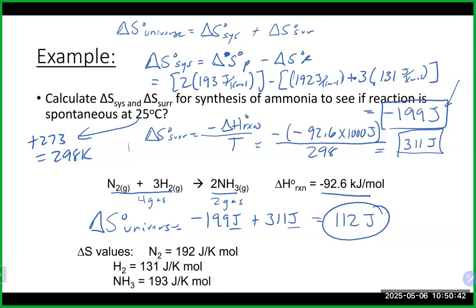That means that the delta S of the universe is positive, and this reaction is spontaneous. So this reaction should occur under these conditions because our delta S of our universe is positive. This is also a really good example of a reaction that's spontaneous but will take forever if you don't use a catalyst. Although this reaction will occur, it's a very, very slow reaction, but it will happen spontaneously without any type of intervention by anything else. Any questions on any part of that calculation, system, surroundings, universe?